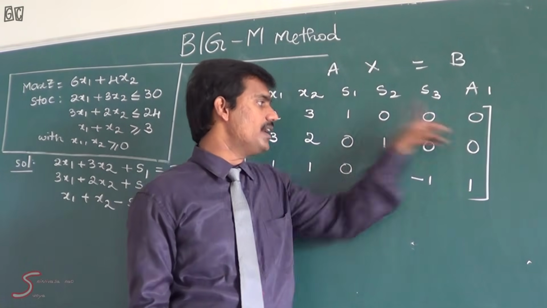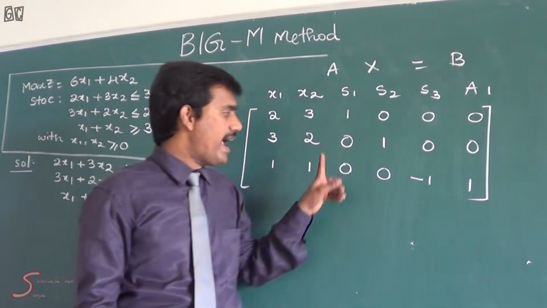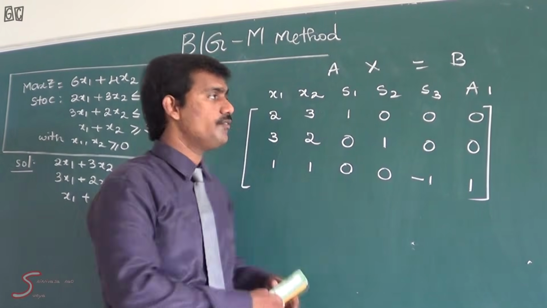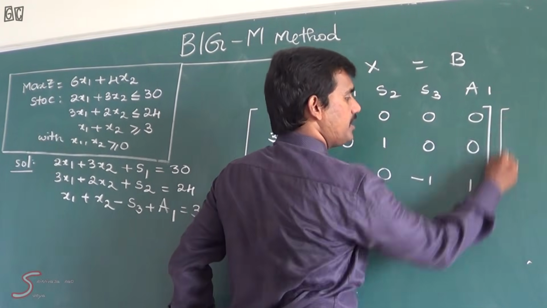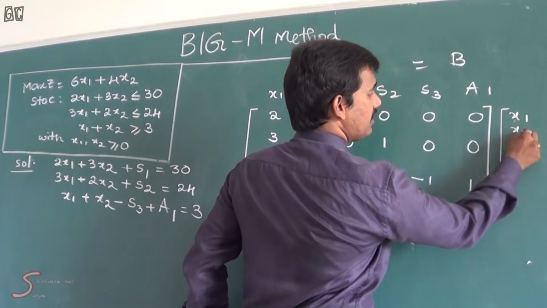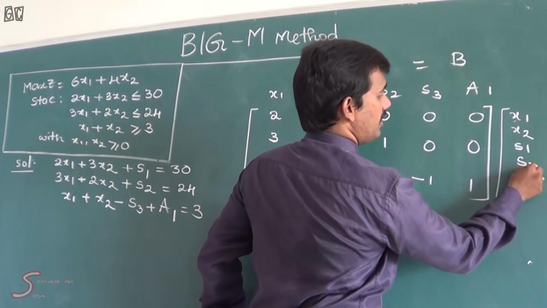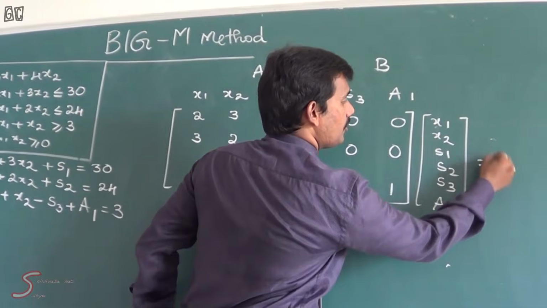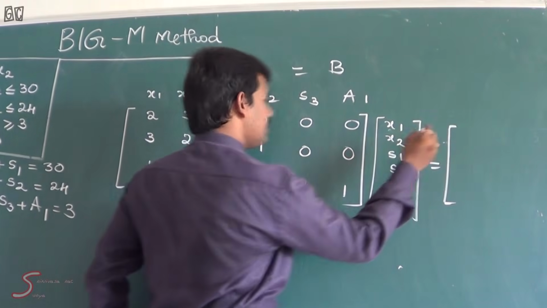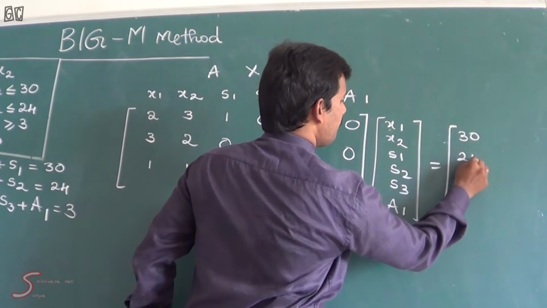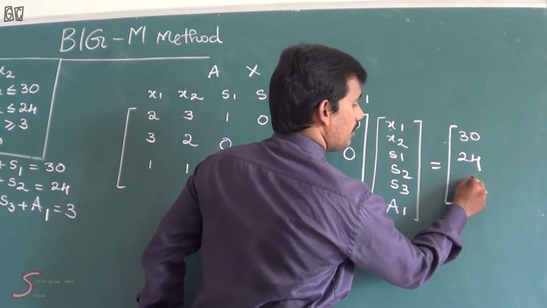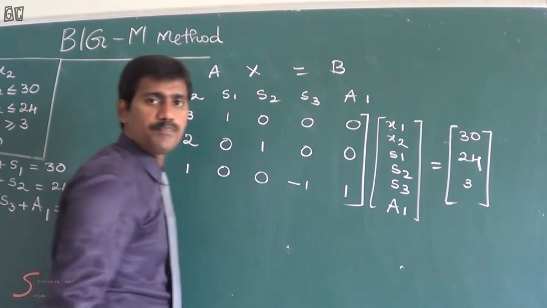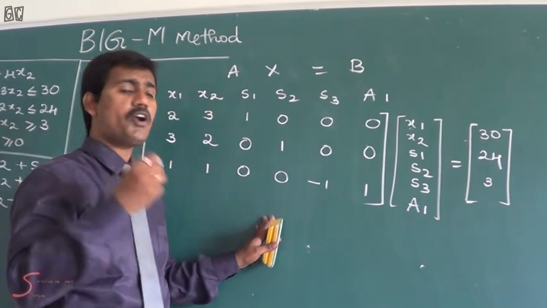Make sure that this part forms the identity matrix: 1, 0, 0, 0, 1, 0 and 0, 0, 1. Our X is all the variables: x1, x2, s1, s2, s3 and the artificial variable a1, equal to B, what is B? 30, 24 and the single number 3. After this, the modified objective function.